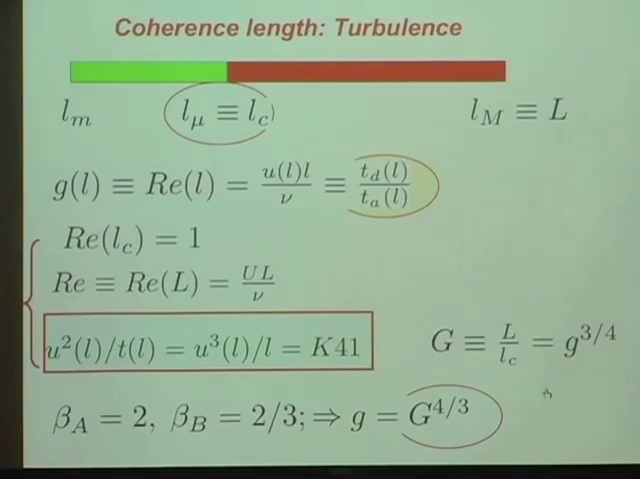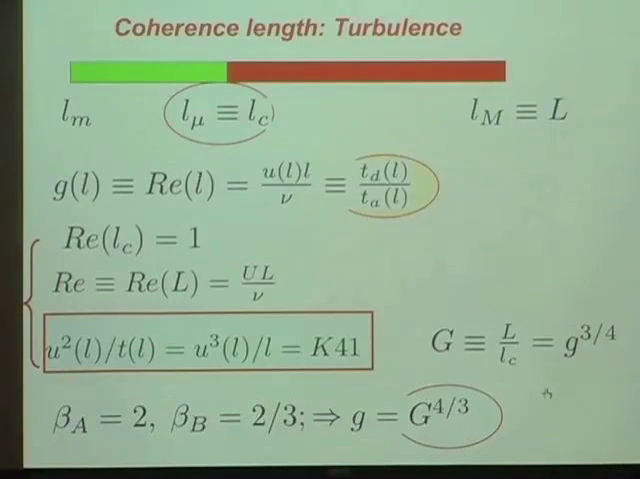Just to understand your rules here, this rule that the Reynolds number at LC is 1 fixes LC when I know this U of L. Wait a moment. No. To fix LC, you have to have all of them. That's a definition. You say the coherence length is the length where I have the crossover between macro and micro. That is one requirement. This requirement is not enough. You have to use all of them.